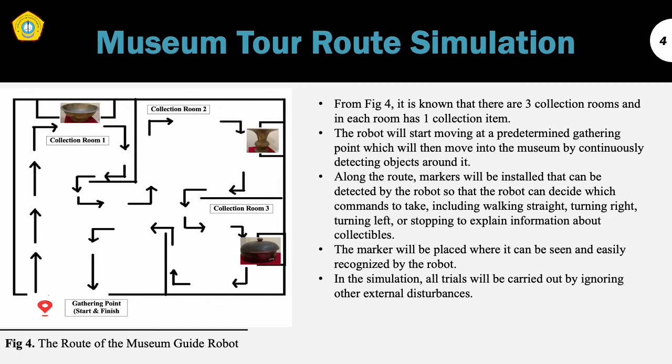Along the route, markers will be installed that can be detected by the robot, so that the robot can decide which command to take, including walking straight, turning right, turning left, or stopping to explain information about a collectible, and the other explain.